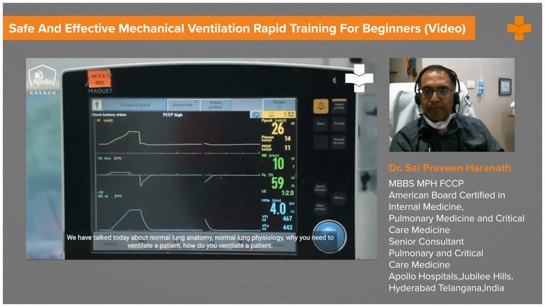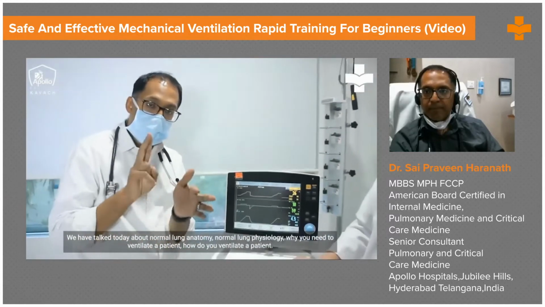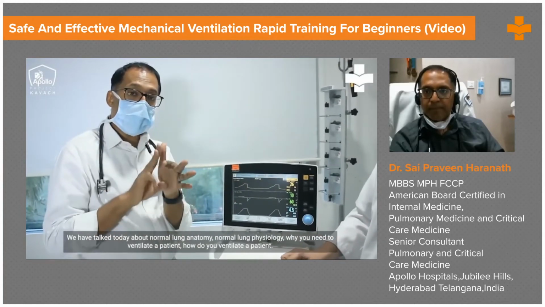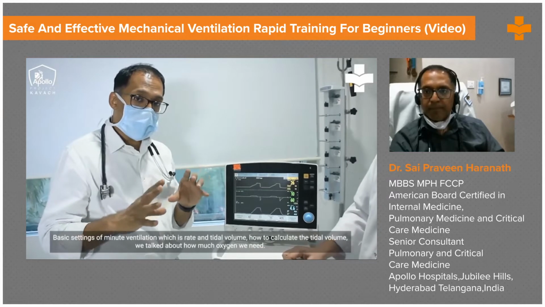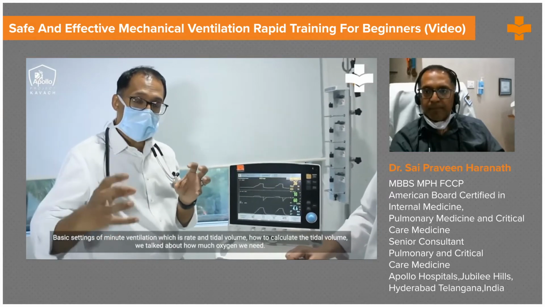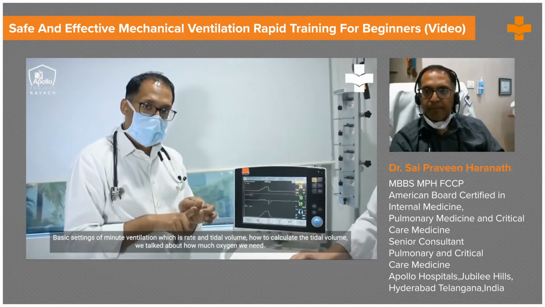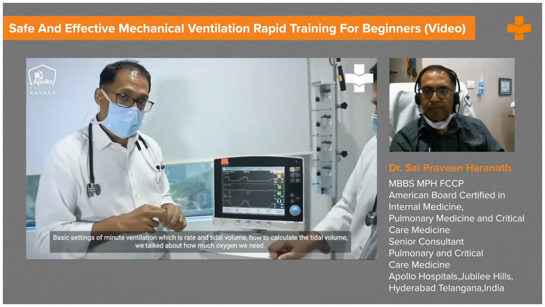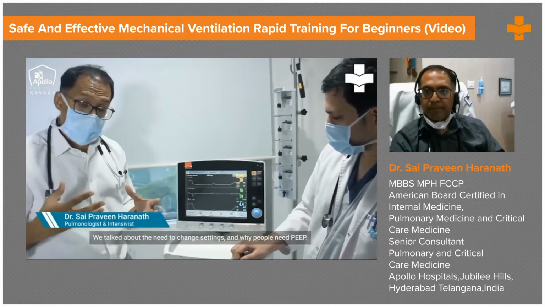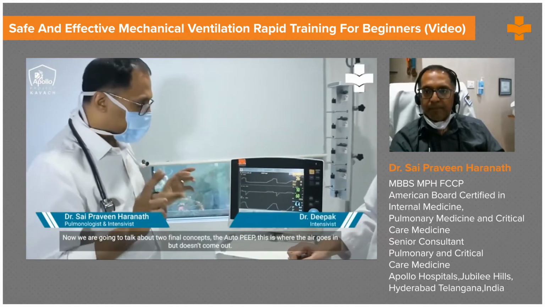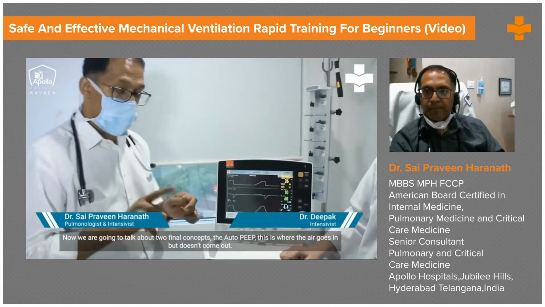Sure. So we have talked today about normal lung anatomy, normal lung physiology, why you need to ventilate a patient, how you ventilate a patient, basic settings of minute ventilation, which is rate and tidal volume, and how to calculate the tidal volume. We talked about how much oxygen they need. We talked about why you need to change the settings, why people need PEEP, and now we're going to talk about 2 final concepts. One is the concept of auto PEEP.